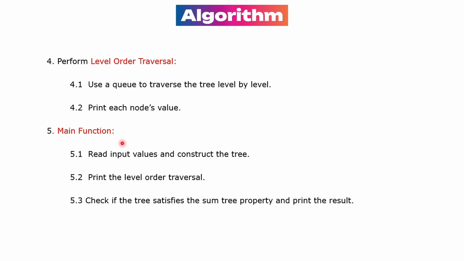Finally, in the main function, the input values will be read to construct the tree, and the level order traversal of the tree can be printed. More importantly, the sum tree's condition is determined here. For that, we will use an if-else statement. If the sum tree condition is satisfied, "binary tree is a sum tree" will be printed as the final output. Otherwise, the program will print "binary tree is not a sum tree".